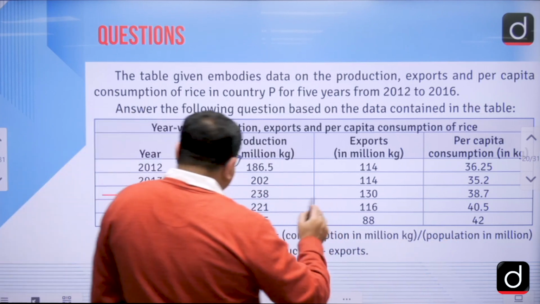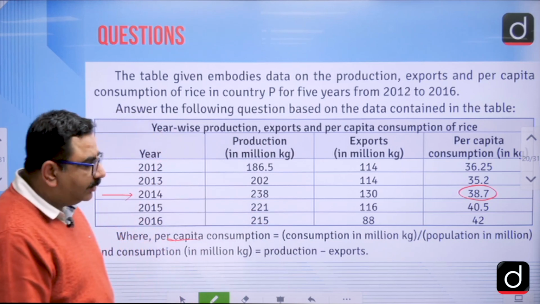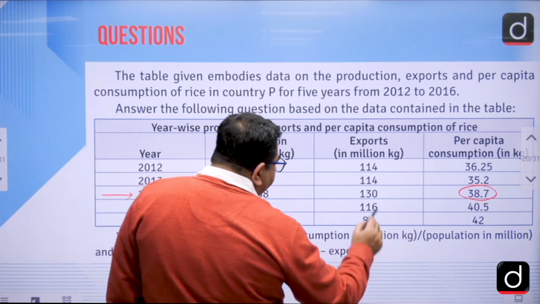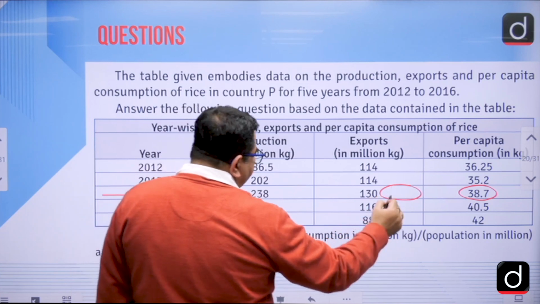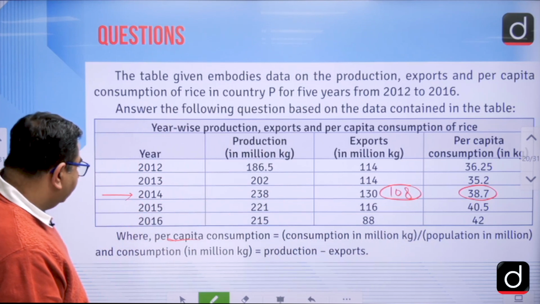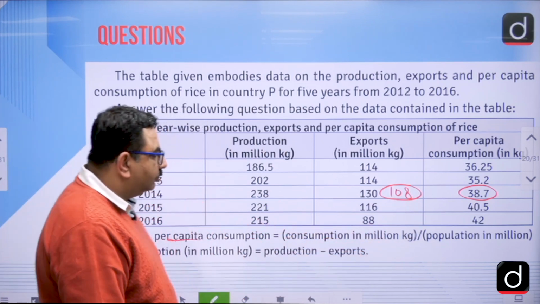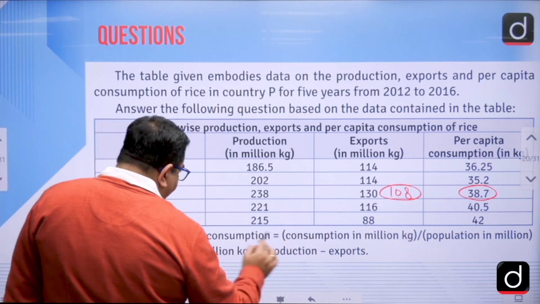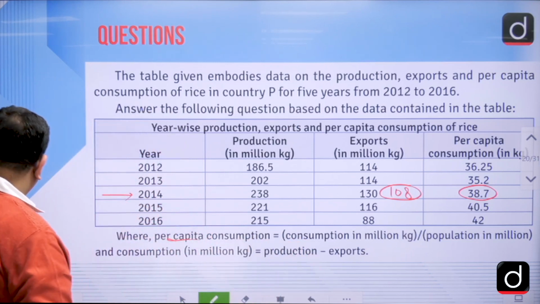So per capita consumption in 14 is given as 38.7. This is per capita consumption, right? And consumption in million here is what? This minus this, that is 108. This is consumption, right? So per capita consumption is equal to consumption by population. So can I write the population will be equal to consumption divided by per capita consumption? So let's do it.